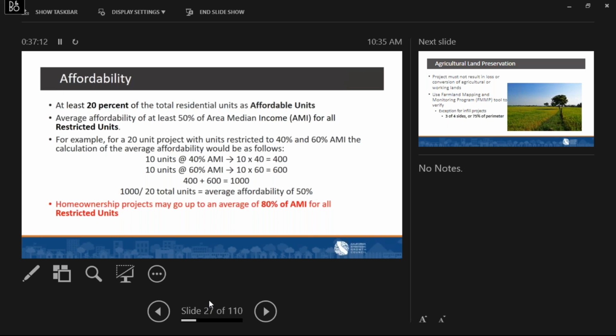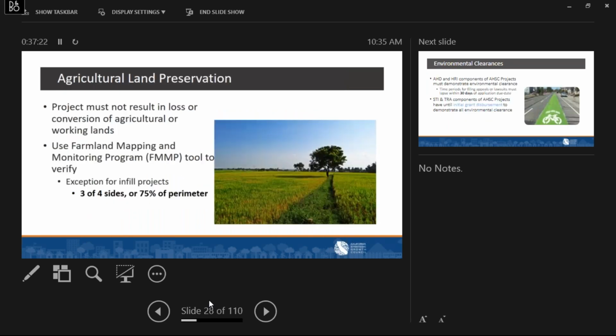The exception that we have to this is that homeownership projects may go up to an average of 80% of area median income for all restricted units.